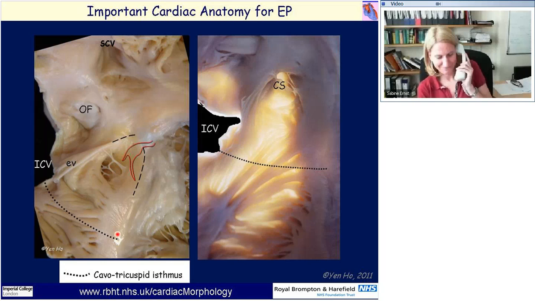And as you see, you can have a very thick muscle bundle or very thin areas along that dotted line. So the key really is to reach all the way to the annulus and then follow all the way down to the IVC and stay away from risking damaging the AV node.